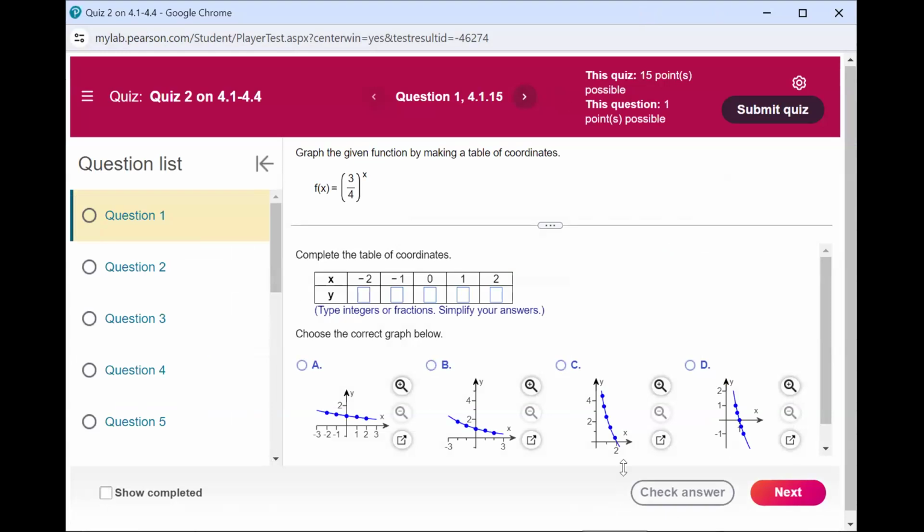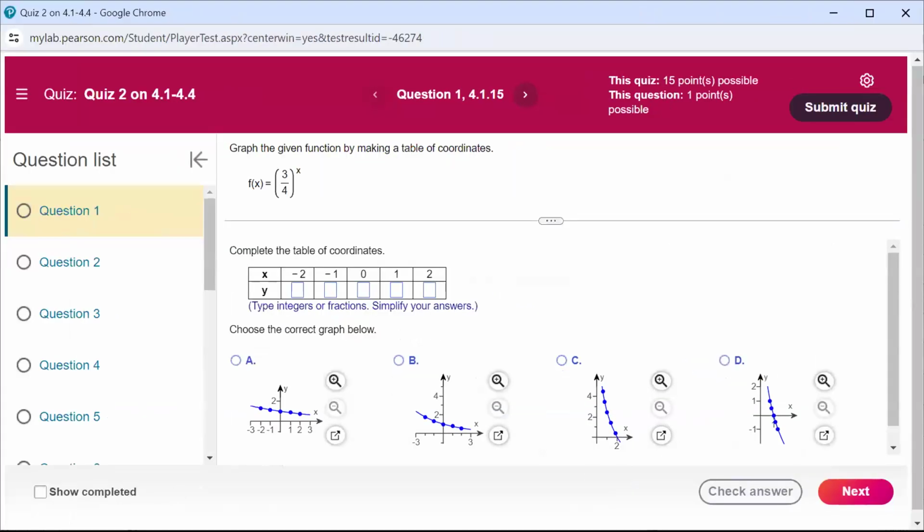Okay, so quiz 2 is going to cover sections 4.1, 4.2, 4.3, and 4.4. So here we have f of x equals 3 fourths to the x power. And you can complete the table of coordinates by substituting -2, -1, 0, 1, and 2 for the exponent. And so I'll just do that here.